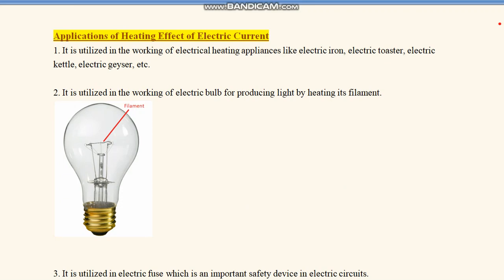The next application is that of an electric bulb. In an electric bulb, the filament of the bulb glows. It glows when current is passed through it. When current is passed through the filament, it becomes very hot and starts glowing, which gives you the light. Now here in the diagram, this is the filament of the bulb that glows on passing the current. We will discuss more about electric bulb in the later part of this video.